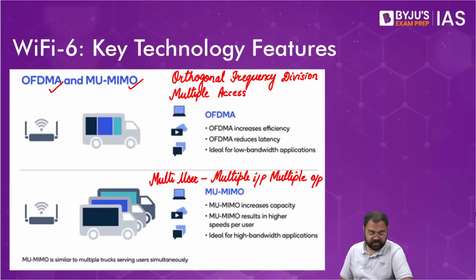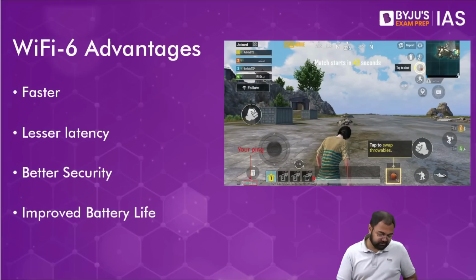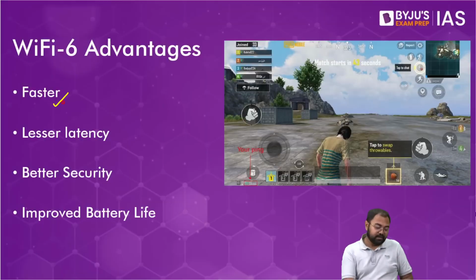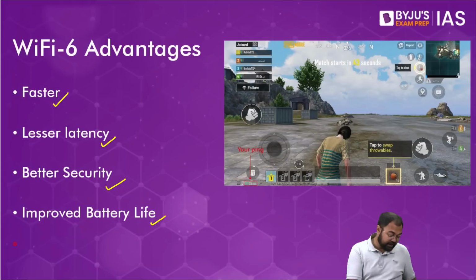So that is basically what MU-MIMO stands for. Now, these two basically are bringing in a lot of change in case of Wi-Fi technology. Now, what kind of changes, what kind of advantages? Wi-Fi 6 becomes much faster as compared to the current generation of Wi-Fi that we are using. It has lesser latency, it has better security, improved battery life, and higher number of device connections.